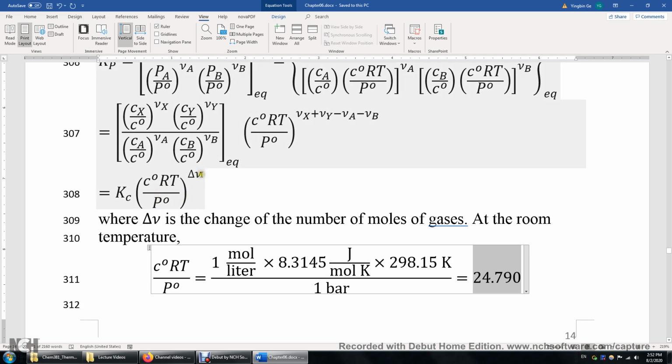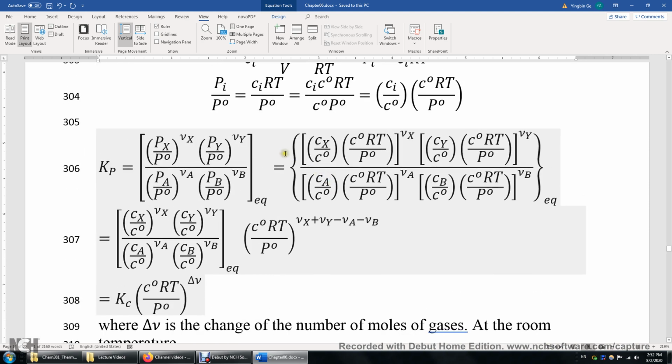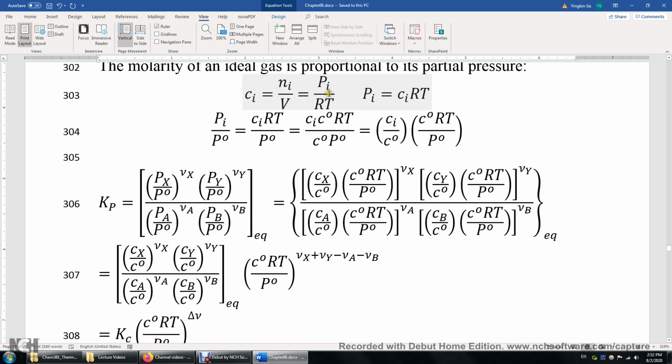And again, this nu is referring to the coefficients of the gases in the reaction. If you see solids and liquids, they don't count. Again, because we used PV equals nRT over here, you never use PV equals nRT for a solid or a liquid.